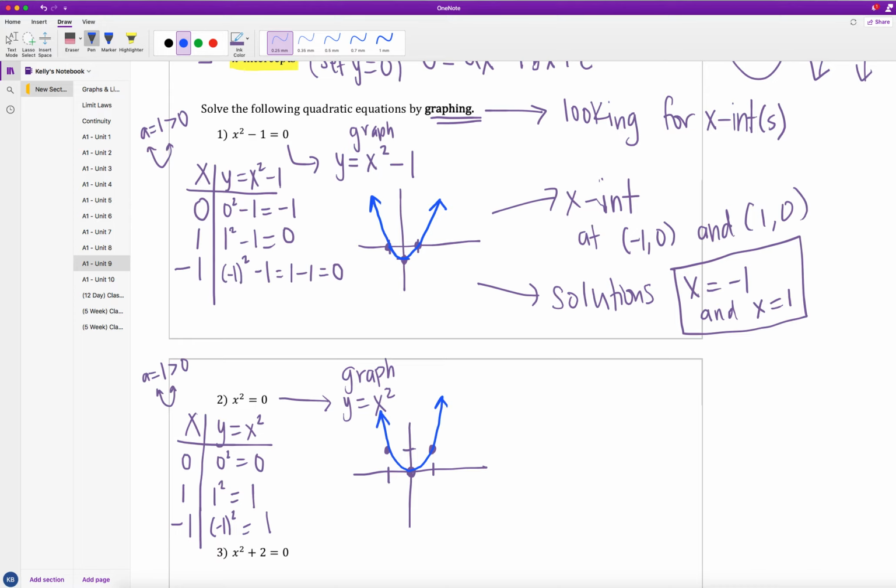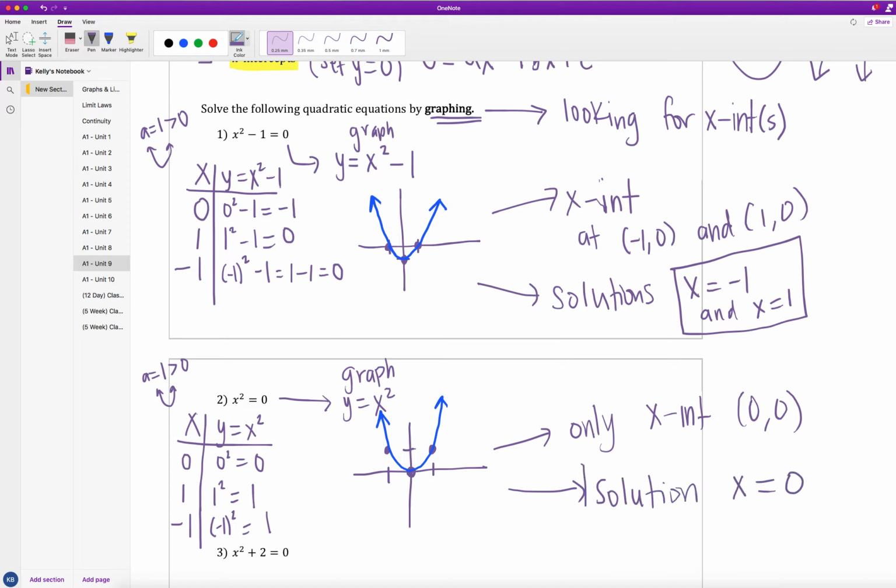Since the graph is a U shape and it's facing upwards, it can never turn back around and come back down. So my only x-intercept is going to be at 0, 0. What that tells me in terms of solving this equation is that I only get one solution this time, and it's at x equals 0, since that is the only x value where I cross the x-axis.